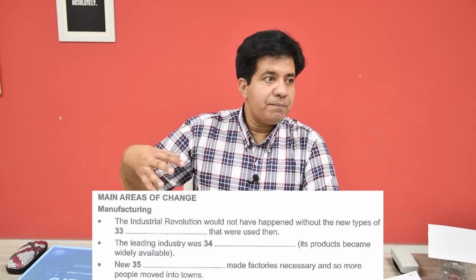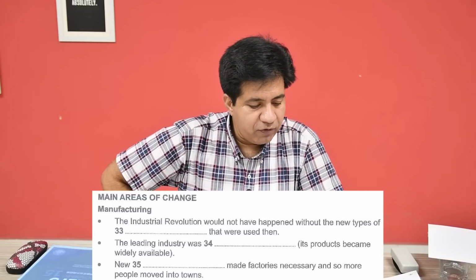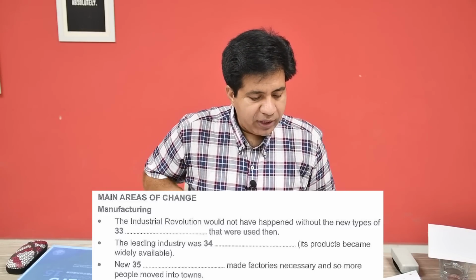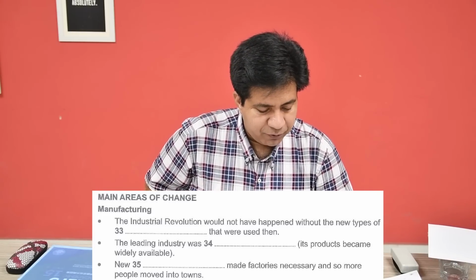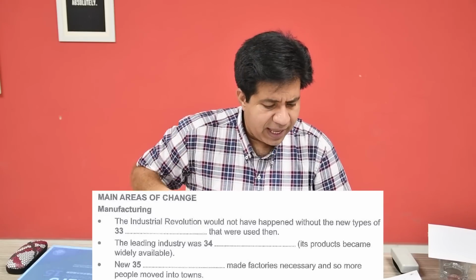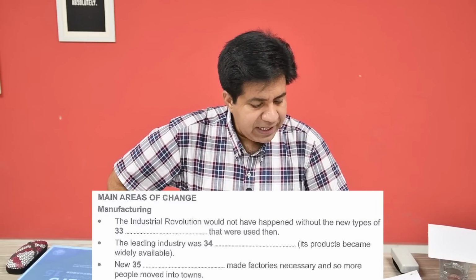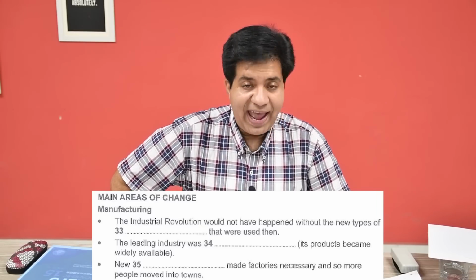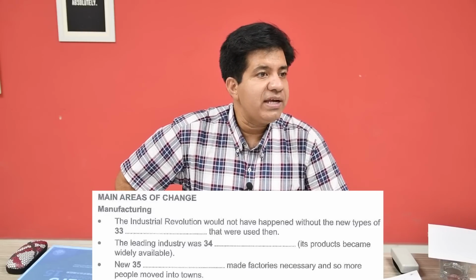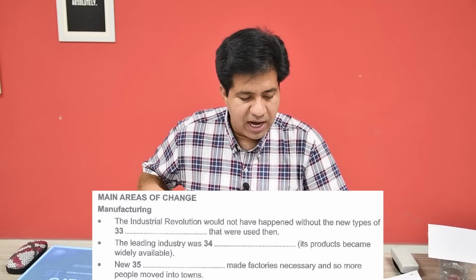Right, wouldn't have taken place, and new things of power. That's right. Okay, power is the answer. Question number 34. I'm in a hurry because of time and all that. Question number 34. Leading industry was dash. Now they will say prominent industry, leading industry and all that.